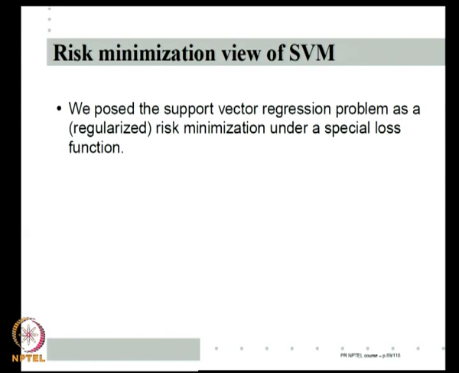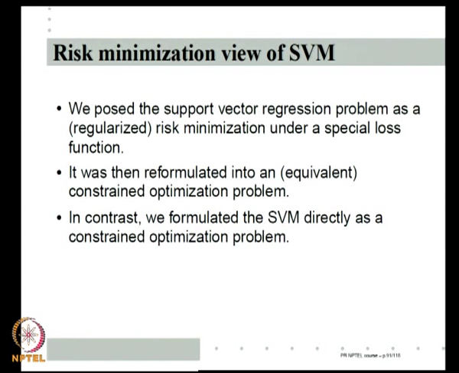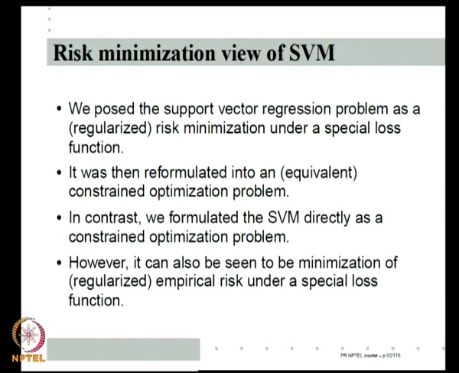We posed the support vector regression problem as a risk minimization under a special loss function, namely the epsilon insensitive loss function, and then reformulated it as an equivalent constrained optimization problem. For the support vector machine, namely the classification problem, we directly posed the optimal hyperplane problem as a constrained optimization problem. Among all hyperplanes that satisfy the separability constraint, find the one with maximum margin. But now we know the connection between constrained optimization and equivalent unconstrained optimization problems, at least sometimes they can exist. So, one can ask, can SVM be written like a risk minimizer? As it turns out, yes, SVM is also an empirical risk minimization algorithm under a special loss function.